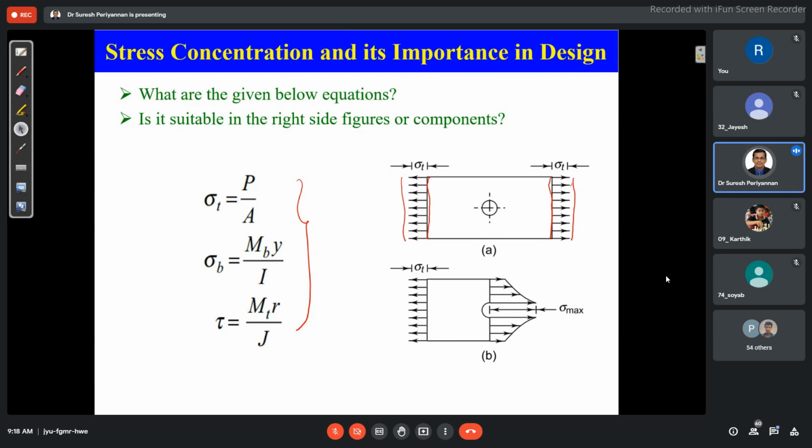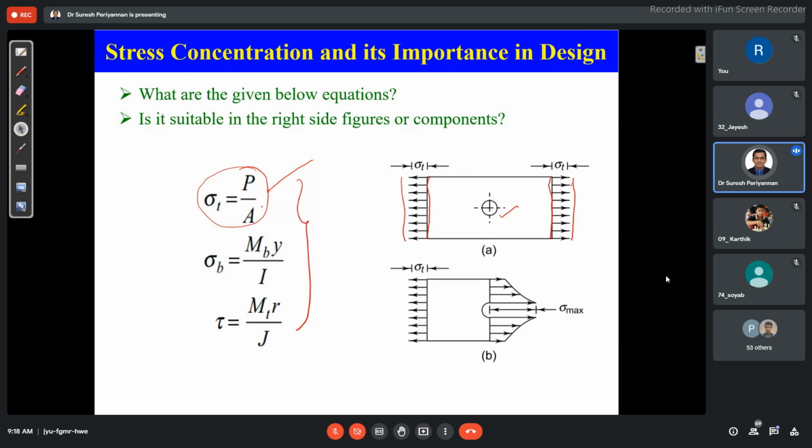This is like a discontinuity. Hence, when a discontinuity is present in the component, we can't use these equations directly. We use these equations when the component is a standard test specimen subjected to compression or tension.